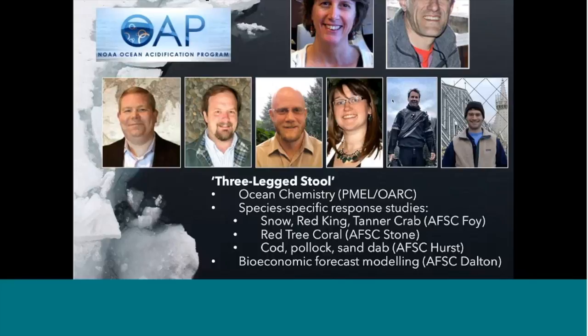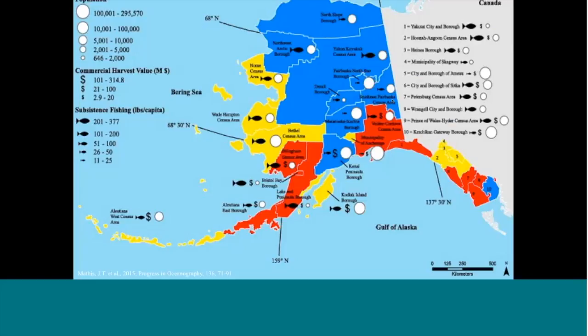You may be familiar with the one that was released about the vulnerability of local communities in Alaska to the impact of ocean acidification. This is based not just on the progression of ocean acidification in the ocean and its impacts on fisheries, but also whether or not each of these communities has the capacity to cope with that impact, either by replacing protein subsistence or replacing work when fisheries start to decline. So the red areas are the ones that are most at risk. This is the vulnerability study that was recently published in Progress in Oceanography.